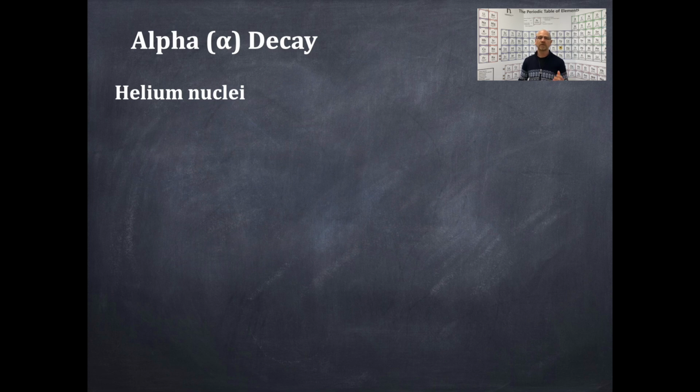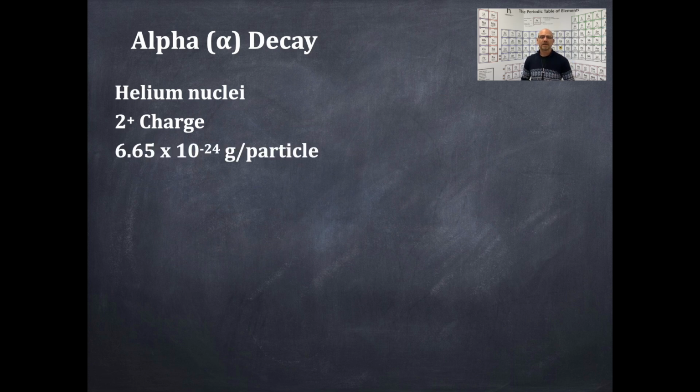So what I want you to do is go find yourself a periodic table, go find helium. It has an atomic number of 2 and a mass of 4, okay, and the 2 electrons on helium have been removed and ripped off, and now you have a helium nuclei. That's why there's a 2+ positive charge, because there's 2 protons and no electrons in a helium nuclei. Okay, there's the mass of the particle, which is 6.65 times 10 to the negative 24 grams per particle. That is a very small mass.